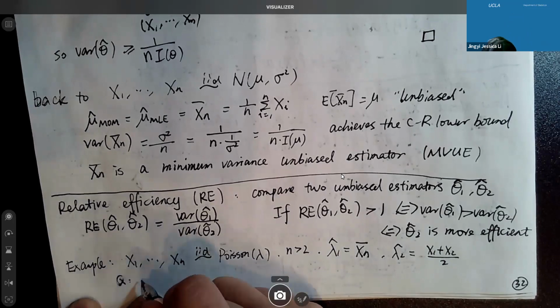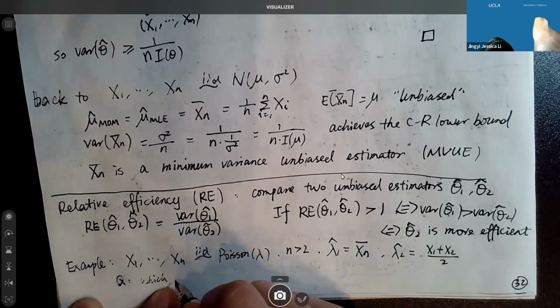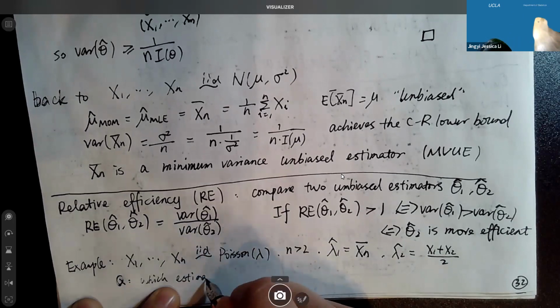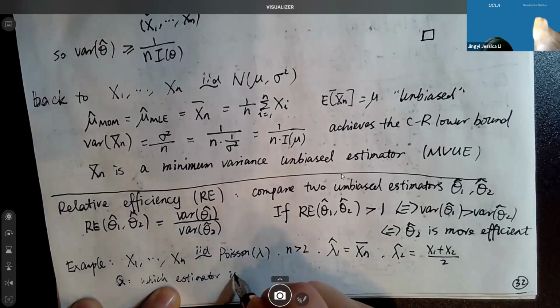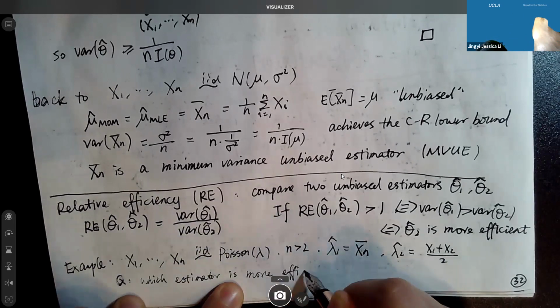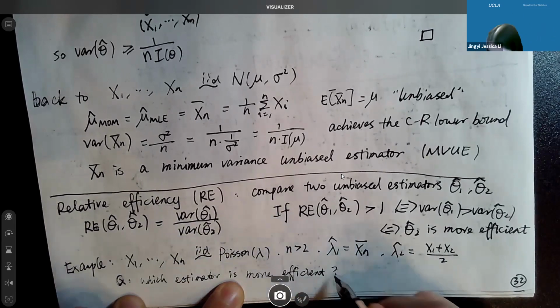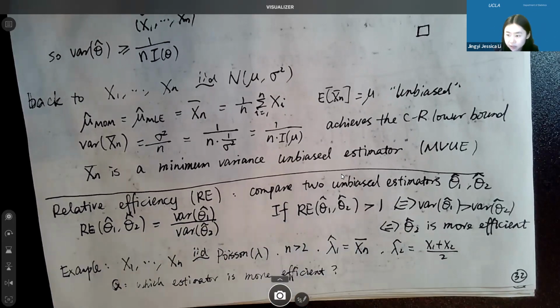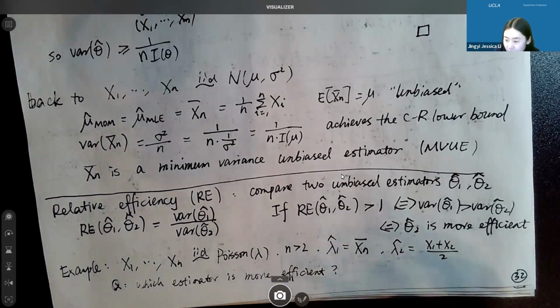So which estimator is more efficient? Okay. To answer this question, I think we must have some good intuition already. One uses a sample of size n, the other uses a sample of size 2. So intuitively, the larger the sample size, the better the estimator.